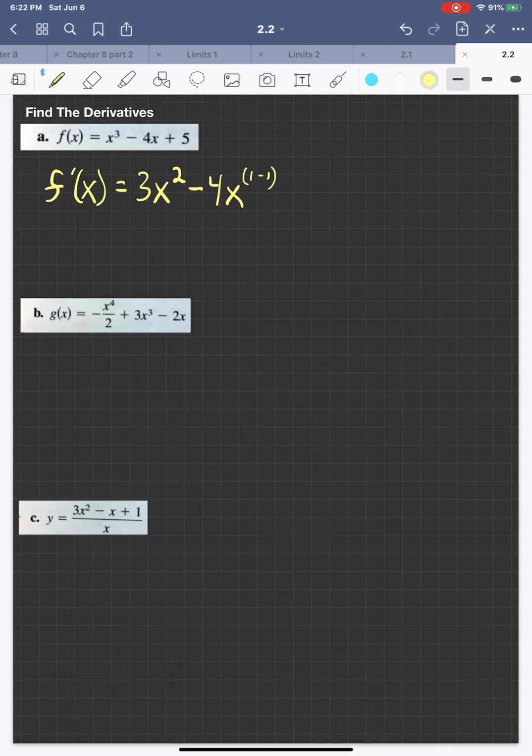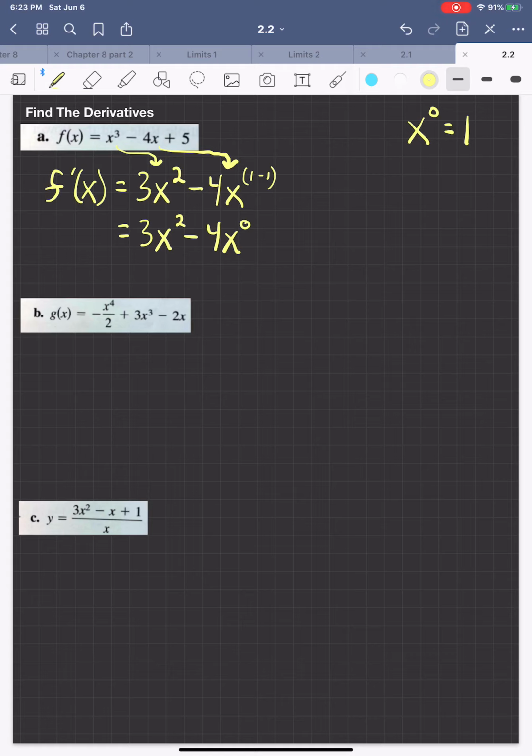Okay, and then, of course, the derivative of the 5 is just 0. Now, the reason why I take a second to write 1 minus 1 is because notice that what we have here is 3x squared minus 4x to the power of 0. Okay? And anything to the power of 0, right? So x to the power of 0 is 1.